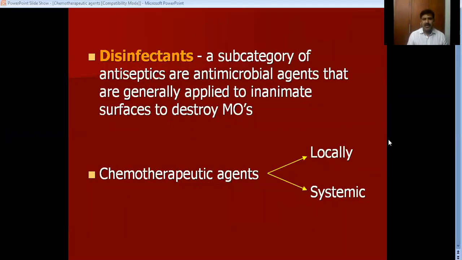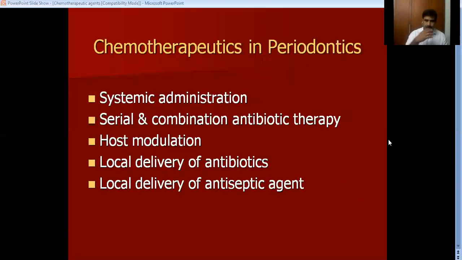And disinfectant. Now, in these COVID times, you have a lot of disinfectants. Basically, you apply them on animate or inanimate surfaces so that the topical microorganisms present on the surfaces are destroyed. That is disinfectants. And when you look at chemotherapeutic agents, these are agents that act locally or systemically. Now we'll go and discuss the details.